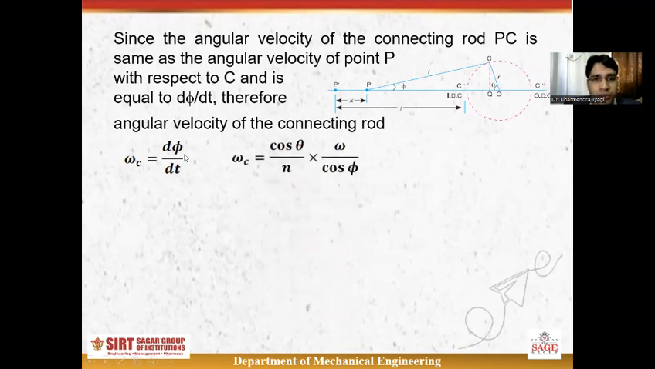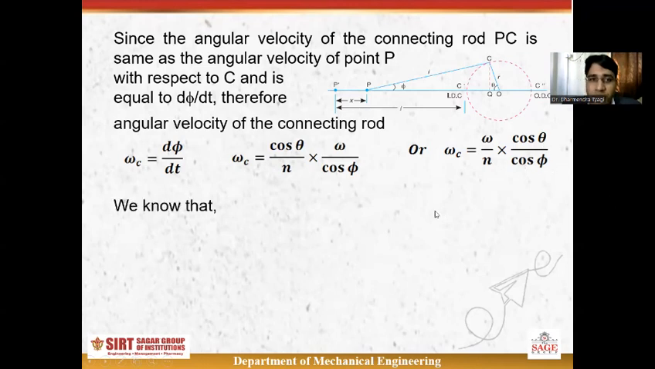So substitute the value of dφ/dt from the previous equation, and we have ωC equals cos θ upon n into ω upon cos φ. Or we can write it here: separate out ω upon n and cos θ upon sin φ. Now, as we know that sin²φ plus cos²φ equals 1.